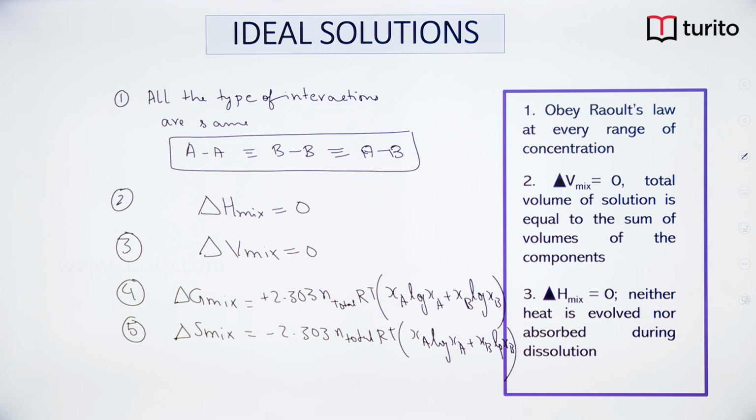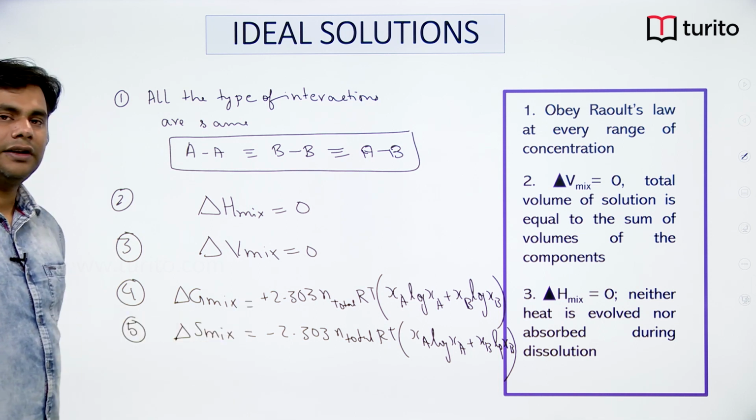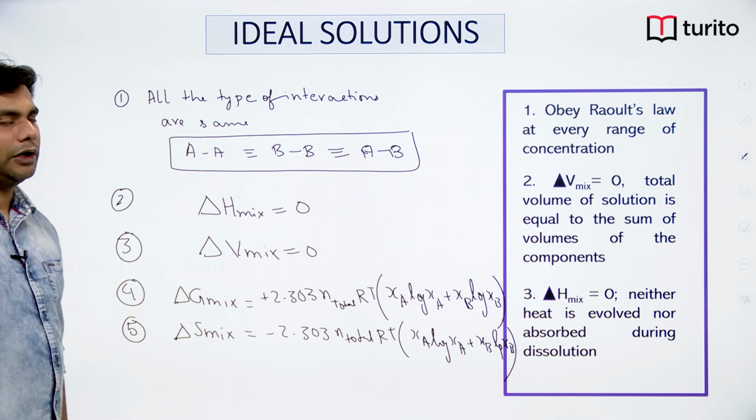The interaction between AA, BB and AB would be the same. Because the interactions are the same, the environment has not changed and there would be no change in the overall enthalpy. So delta H mixing would be 0, delta V mixing is also 0, indicating that when we are mixing two components, the total volume would be just the sum of the individual volumes. And we know that delta G mix will always be negative, because it is a spontaneous process, and delta S will always be positive because it is a spontaneous process, and these are the formulas to calculate.